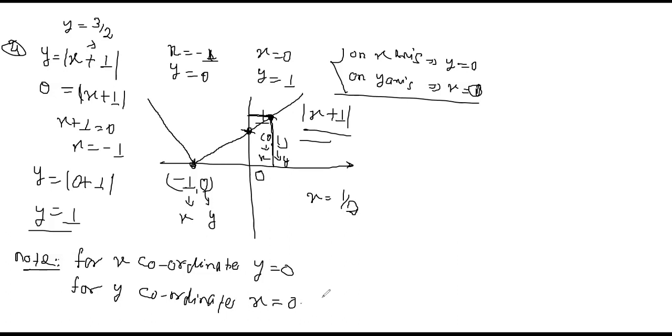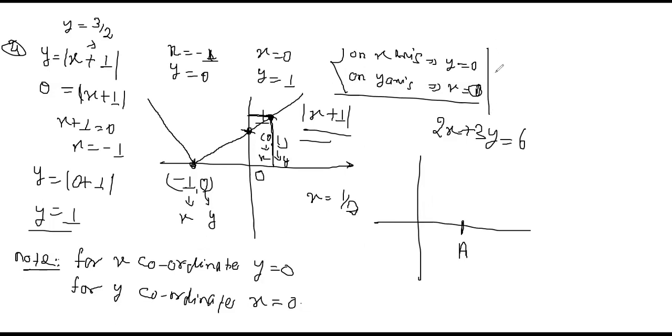I'm giving another example: 2x plus 3y equal to 6. And you want to plot the graph. If you want point A on the x-axis, it means y equal to 0. Put here y equal to 0. It means 2x plus 0 is equal to 6, x is equal to 3. So this line cuts the x-axis at the point 3, 0. Got it?